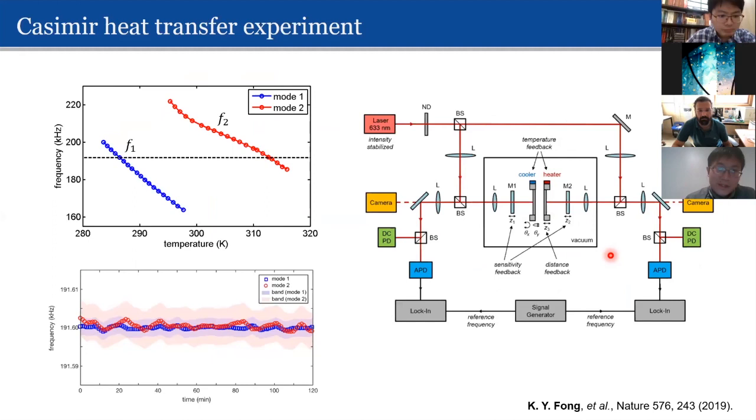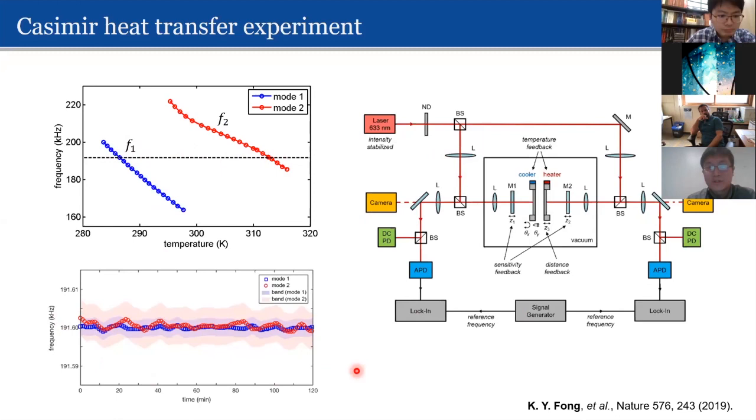Another requirement in this experiment: if we want to couple two mode resonances, we need the frequencies to match each other. But in this experiment, we want one mode at a colder temperature and the other at a higher temperature. So we first make two membranes of different sizes, so at room temperature they have different resonances. Then we heat up one and cool down the other to lock their frequencies to be the same. There is a lot of feedback in the experiment, but in the end we got very long-term stability. You see the resonances of the two modes stay very close to each other over an extended period of time.